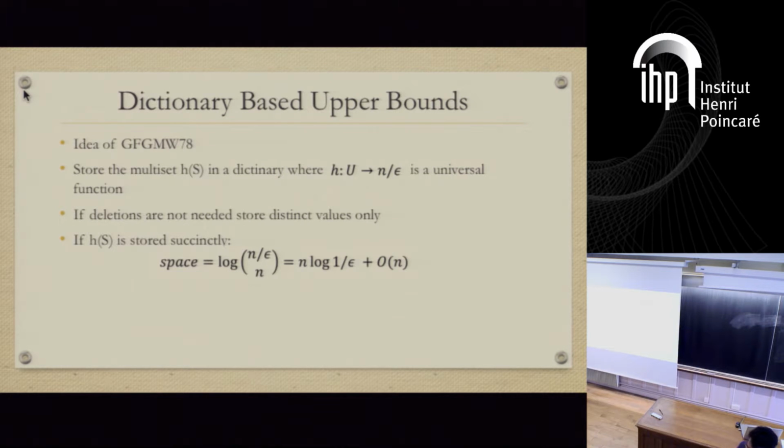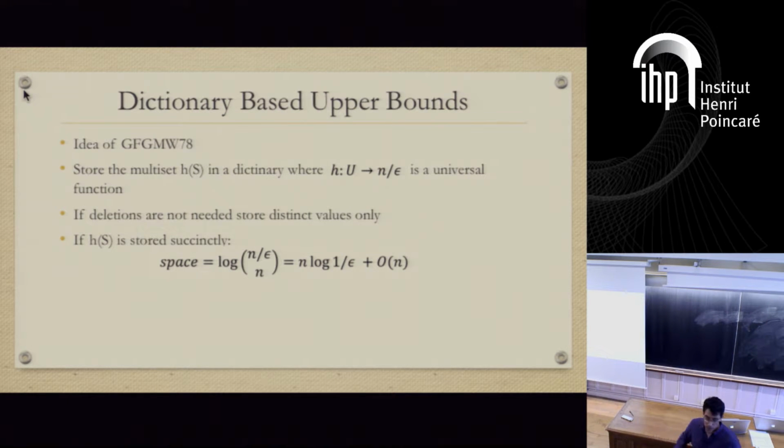So you can have a dictionary-based upper bound. This is an idea. In the same paper, it is presented as an idea. It is not completely fleshed out because they did not know how to build these dictionaries. But what is the idea of a different way of doing it?